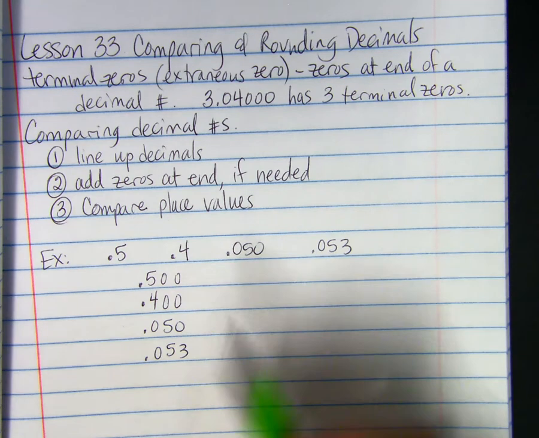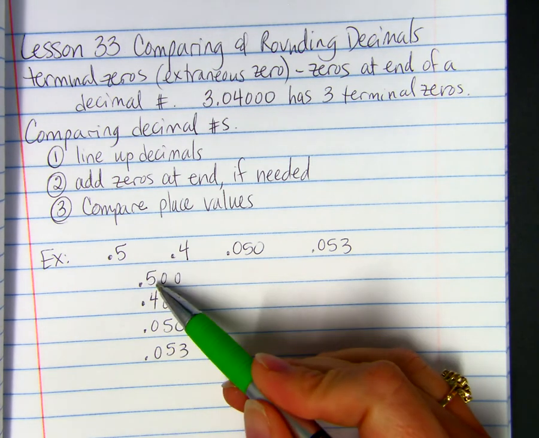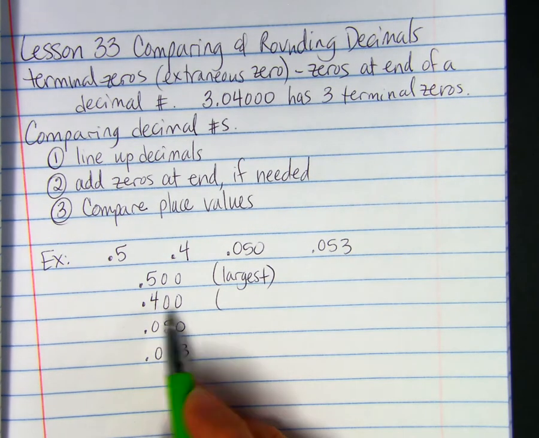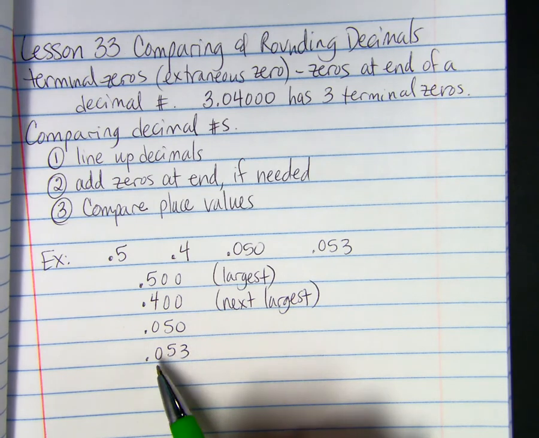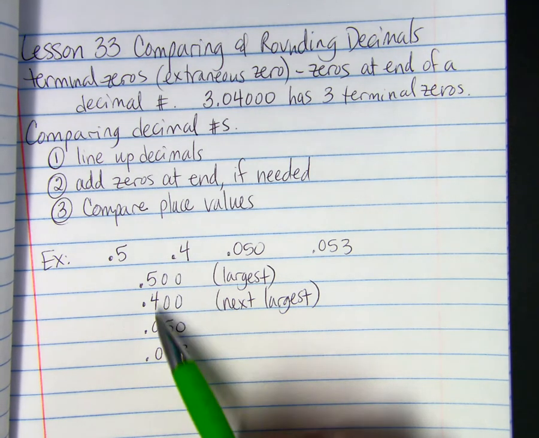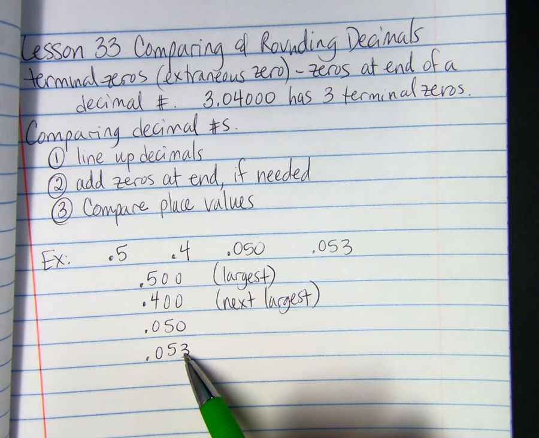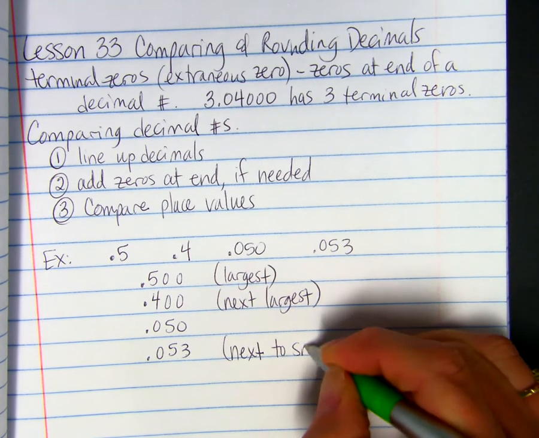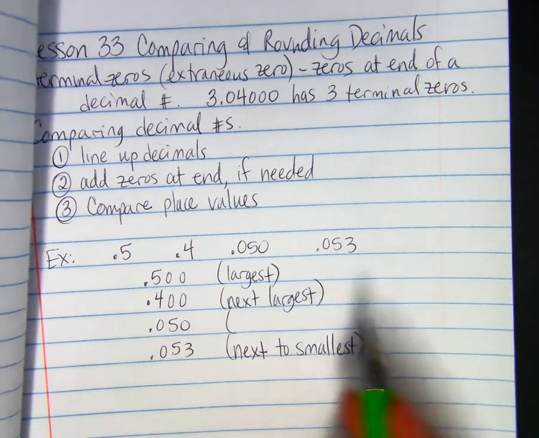Then we compare place values. That means just look at the tenths place first, and we compare those. So right here, the first one is going to be the largest number. The second number will be the next largest. And then these 2 will be the smaller ones. So then we look at the hundredths place. And they're the same, so we have to go to the thousandths place. And the very bottom one will be the next to smallest, because it's bigger than the smallest. Second to last. And then this one will be the smallest number.